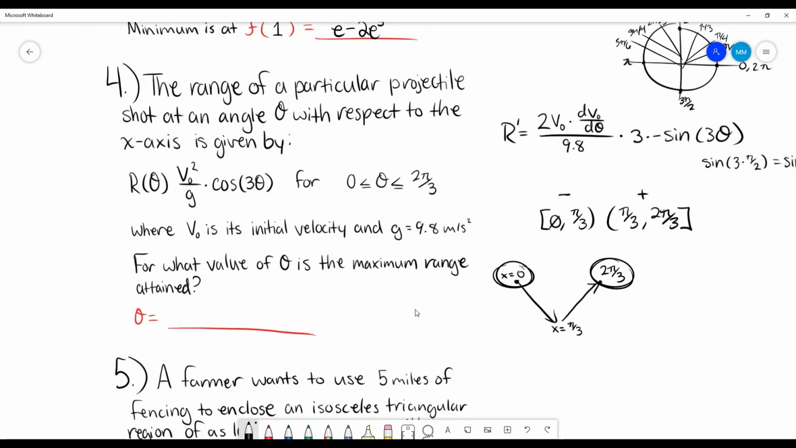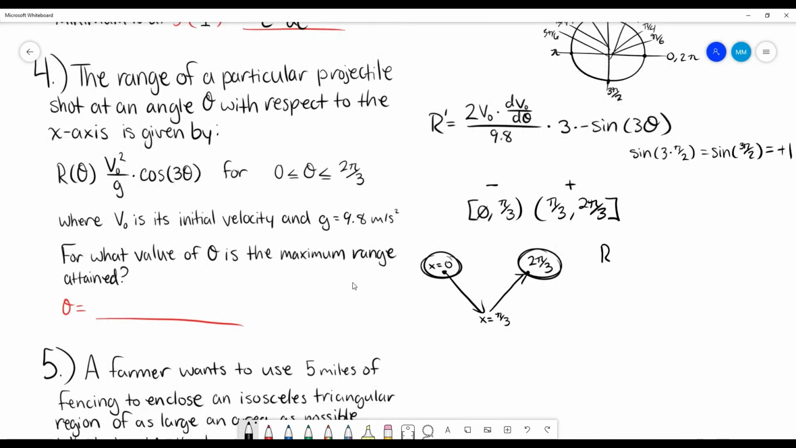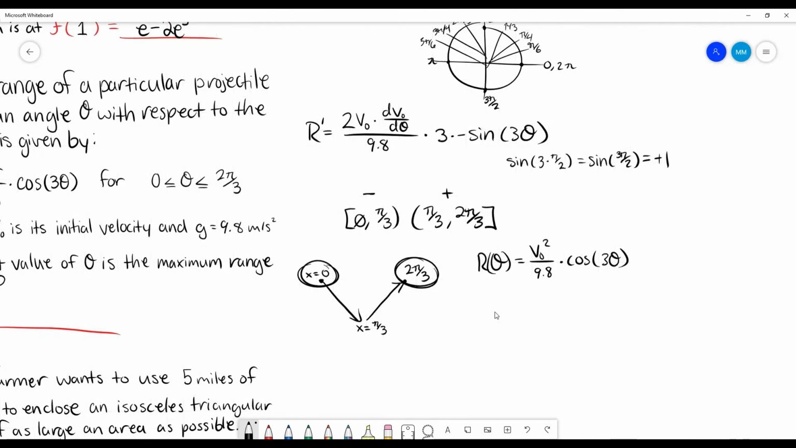So if I take that into my original function, right, we've got, oh, I never put an equal sign, oops. I've got r of theta equals r v naught squared over g, or over 9.8 in this case, times cosine of 3 theta. Well, if I plug in a 0, it's going to be cosine of 0, which is 1, so it's just going to be whatever this is right here, of 0.